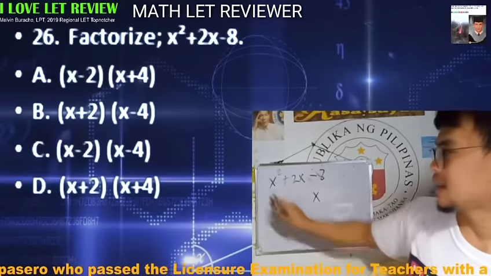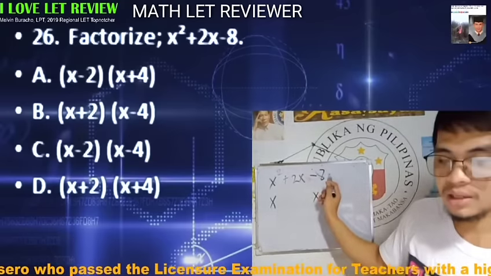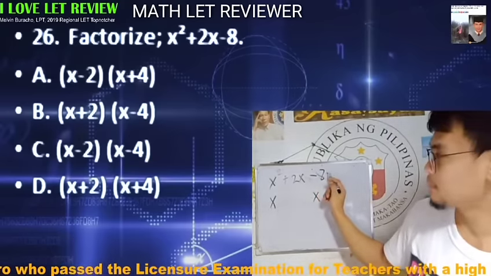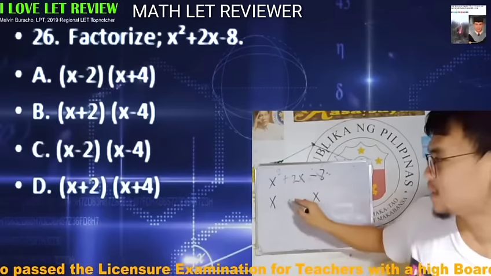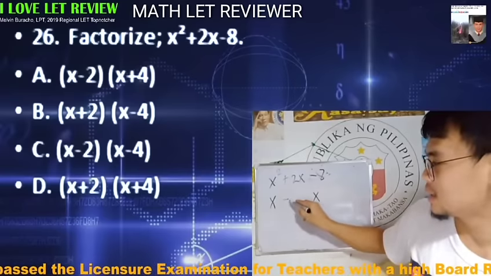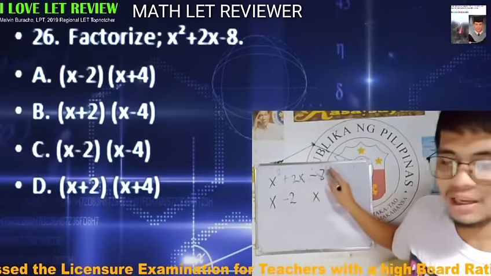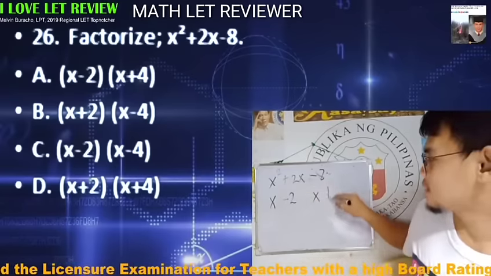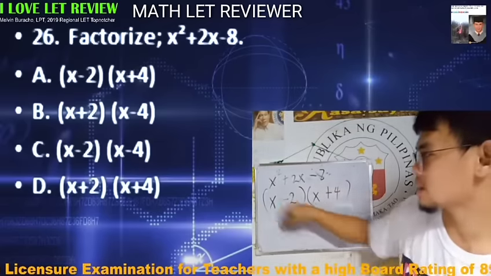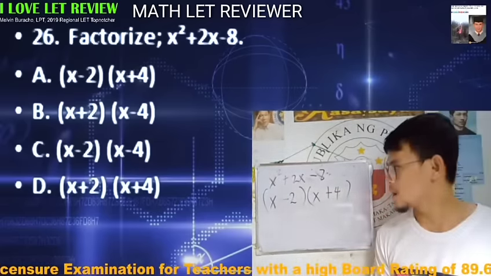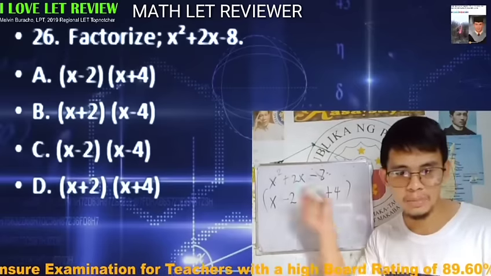Again, unahin natin ito, sunod ito, okay? So, etong numerong ito, kailangan natin siyang i-split. So, to get a negative 8, sige, lagyan natin ito ng negative 2. And then here, lagyan natin ng positive 4. And this is now a perfect square, okay? Sir, what is the correct answer? Ito po yung tamang sagot.